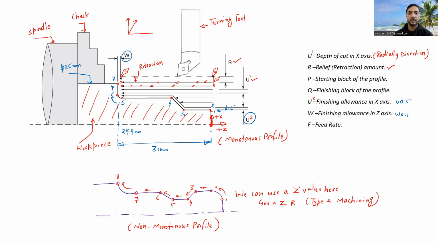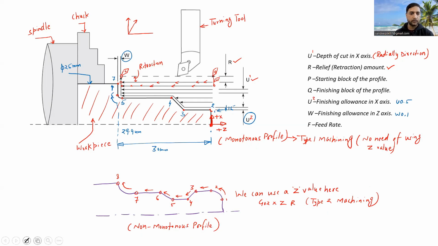And for monotonous profiles, we generally use type 1 machining. So in type 1 machining, there is no need to use our Z value with the G01 or G02. The point is that we can use this G71 cycle for both the profiles, for monotonous profiles and for non-monotonous profiles also. And for that, we have types of machining, that is type 1 for monotonous profiles and type 2 for non-monotonous profiles. So kindly keep this in mind.